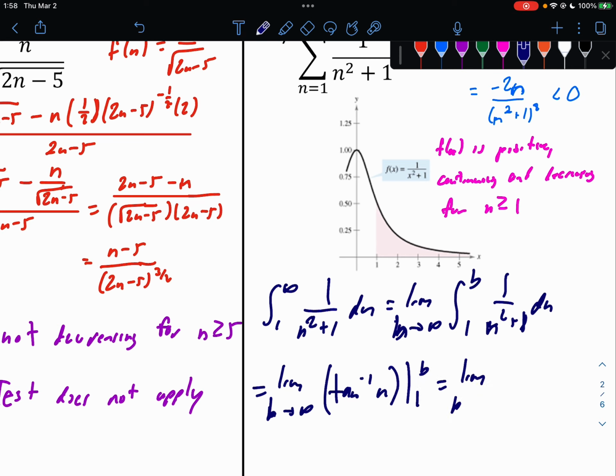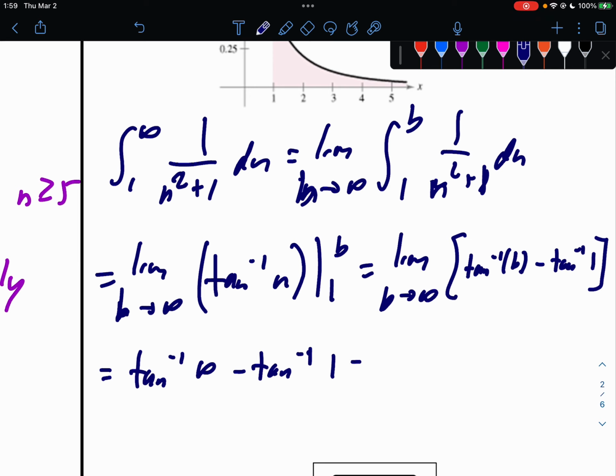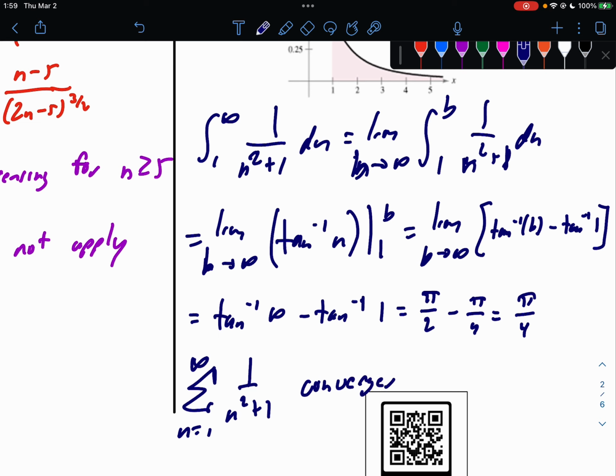Okay, if we put infinity into that, we would get tangent inverse of infinity minus tangent inverse of 1. We've talked about this before. The tangent inverse graph is going to approach pi over 2 as it goes to infinity. And then from the unit circle, where is the tangent equal to 1? That's at pi over 4. So our answer is pi over 4, which means this sum converges as well. Because this converges, this has to converge.